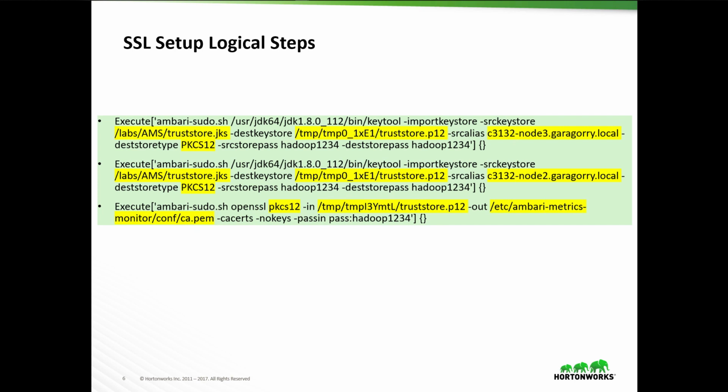Every time Ambari starts the service, it will try to export the root CA and intermediate certificate from the truststore located in all nodes. First, it will try converting the truststore from JKS format to PKCS12 format, then exporting all the CA certificates from the truststore to its configuration directory, creating a file called ca.pem.